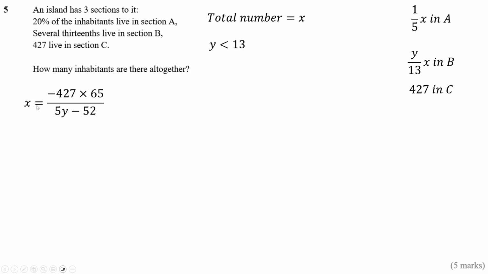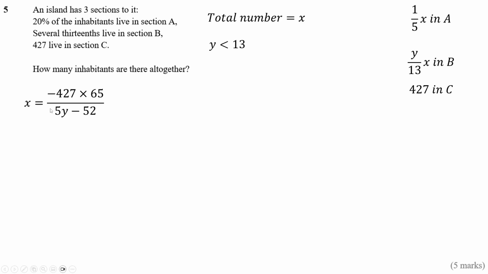Now, we don't know what x equals, we don't know what y equals yet, but we can deduce it because we know that x, the total number of people, has to be a positive number, right? You can't have a negative number of people living somewhere, and you can't have a fractional or decimal number of people living somewhere.